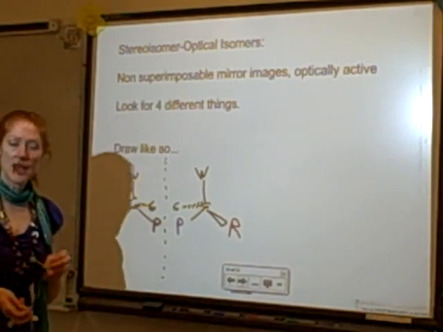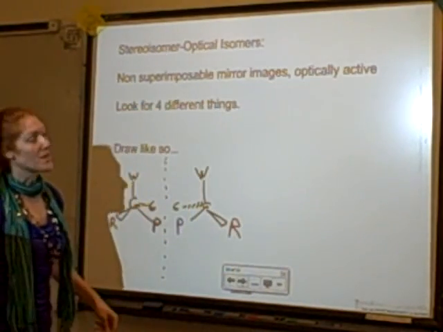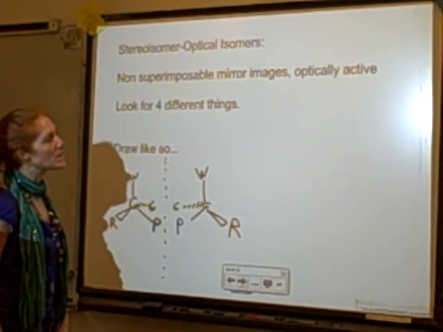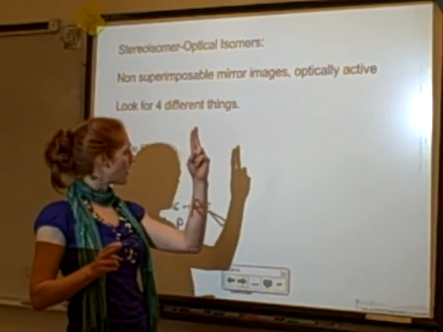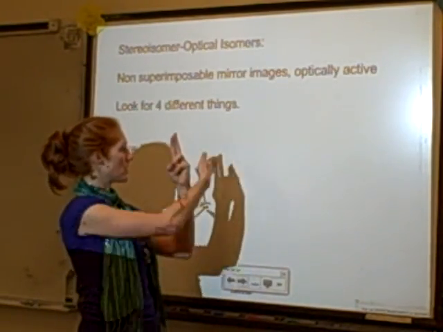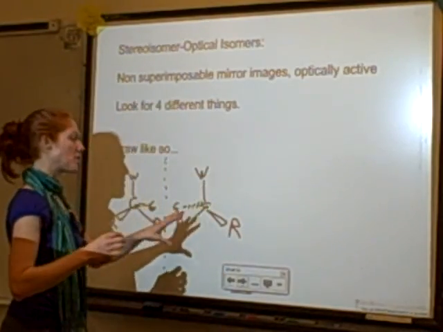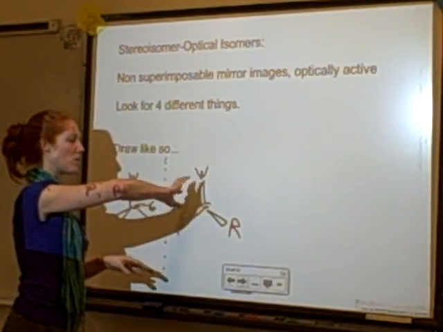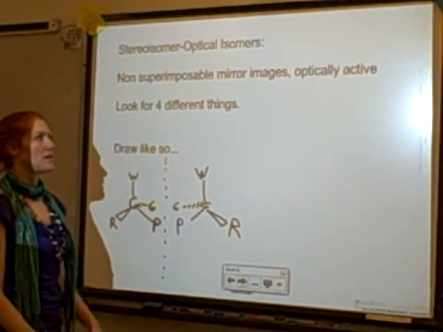Okay, and they're called optical isomers because they're optically active, which means if you have a plane of light, so you have like this thin slit that light is going to pass through. There's a little slit made of plane. A slit of light would hit these molecules, and this molecule would rotate the light one way. This would rotate it another way. So they're optically active because they rotate light in a different way.